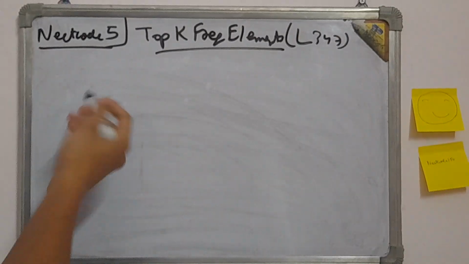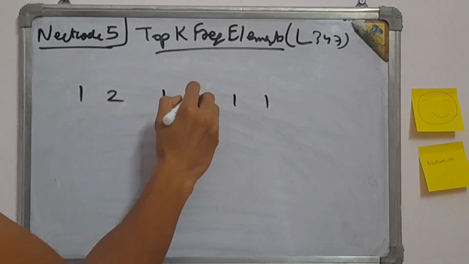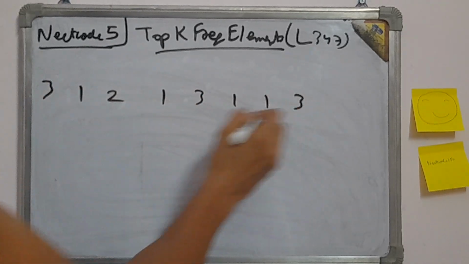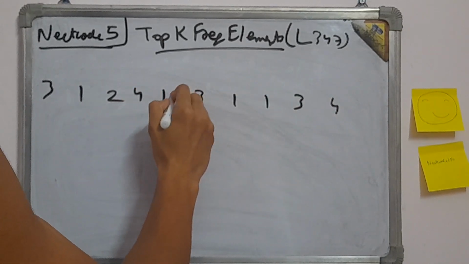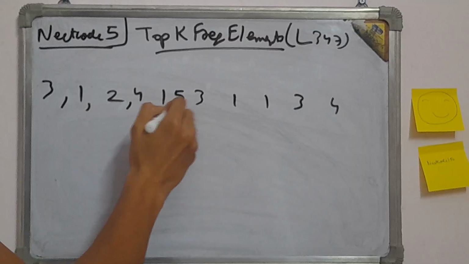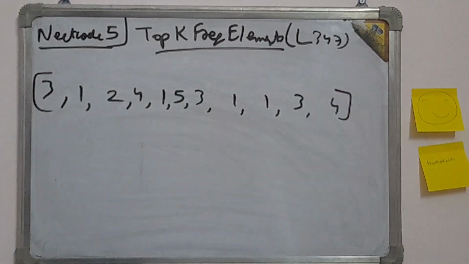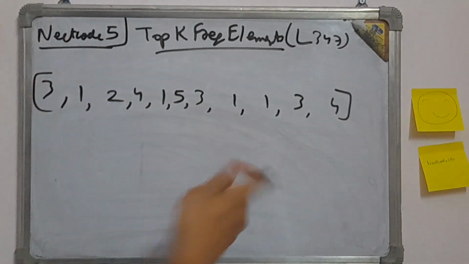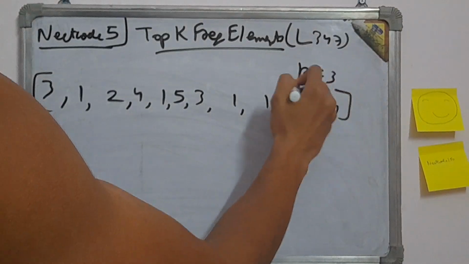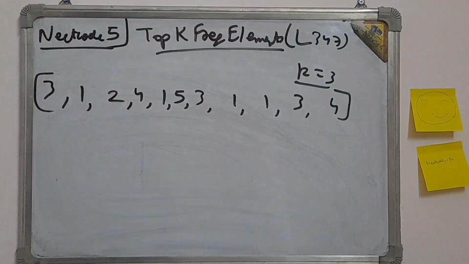That means we will have an array, let's say 1, 1, 1, 1, 2, 3, and 4, 4, and 5. This is the array 3, 1, 2, 4, 1, 5, 3, 1, 1, 3, 4. So we want to take the frequency of each element, and then we have 5 elements. Let's say the k is 3. So we only need 3 elements based on the frequency. The 3 highest frequent elements we want as the output.